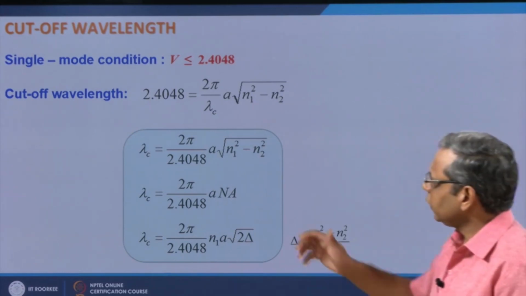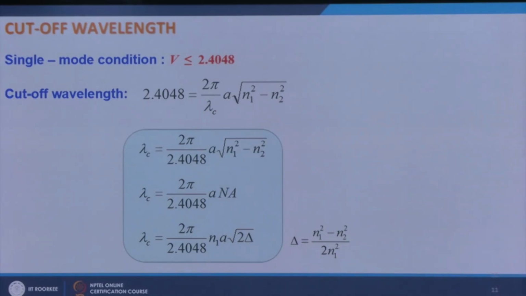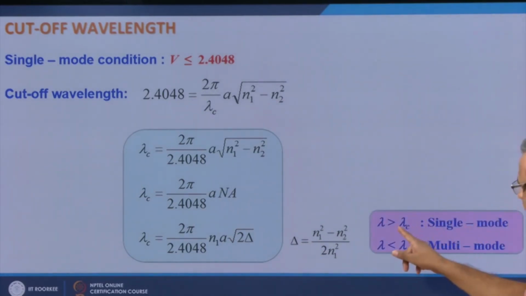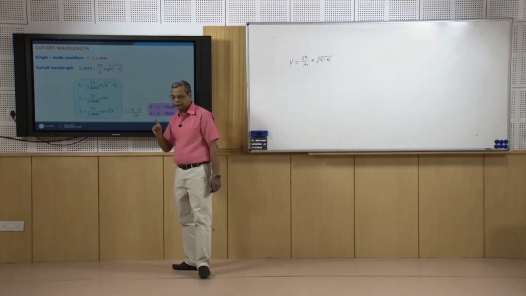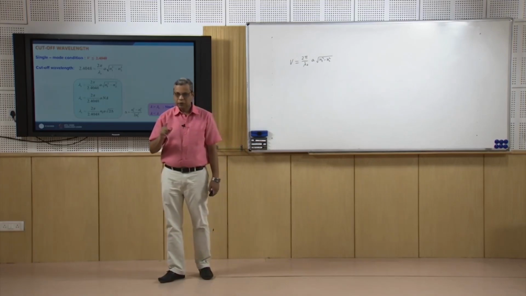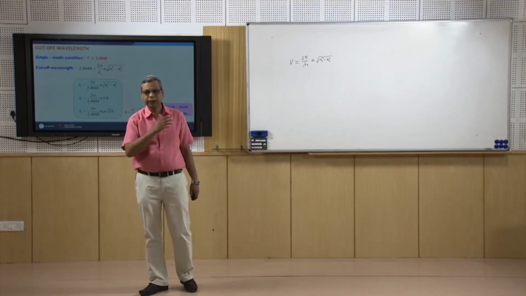So, in this way I can calculate the value of lambda c. For all wavelengths greater than lambda c, the fiber is single mode, and for wavelengths smaller than lambda c, or shorter than lambda c, the fiber is multimode or few moded. This wavelength lambda c gives you a demarcation between the single mode operation and multimode operation.